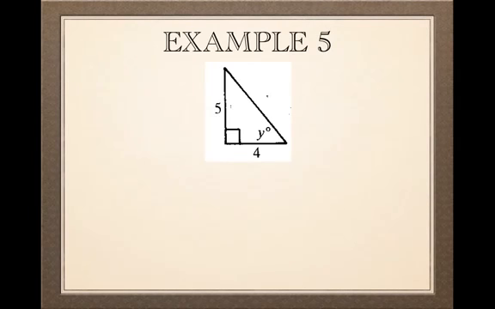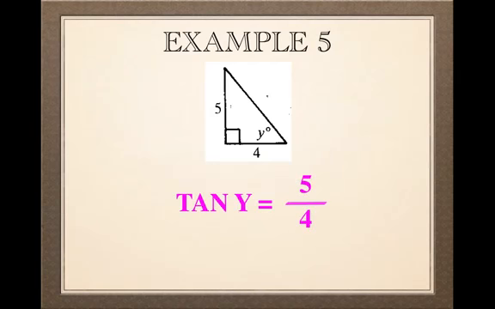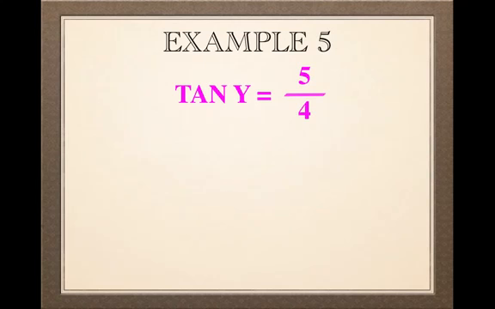Okay, and here's our last example. This was also from the previous lesson. Can you give me an equation that solves for y? Okay, so the tangent of y is equal to 5 over 4. Well, how do we solve this? Again, we have to isolate y.